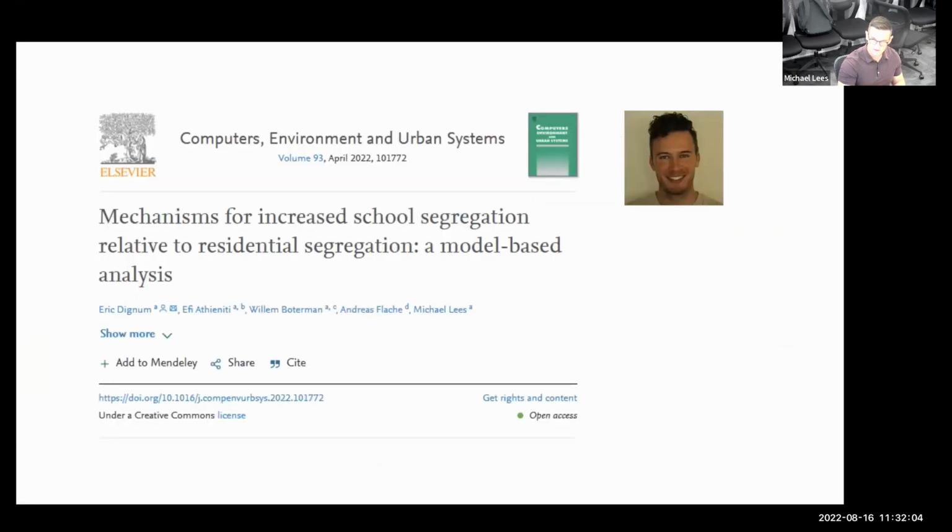So that's a model. Now I want to talk about one paper. How much time are we on? Half an hour.